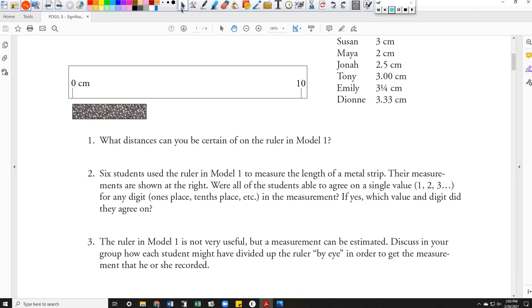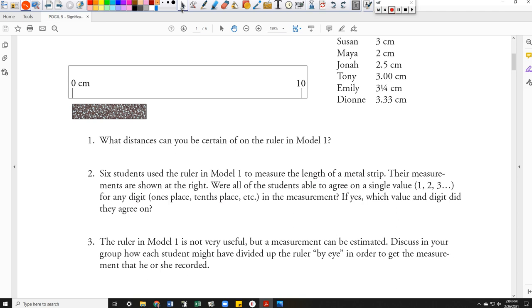So, of those measurements that are written, this is a trick question. Which person had the most precise measurement based on the value listed? It's a trick question. There's 3 people. Tony, Emily, and Dion all have the same precision in their measurement. Do you agree it's all to the hundredth place? Right? Okay. Because 0.00 and then what is 1/4? 0.25 and then 0.33. So they're all to the hundredth. They're all different, but they're all the same precision.